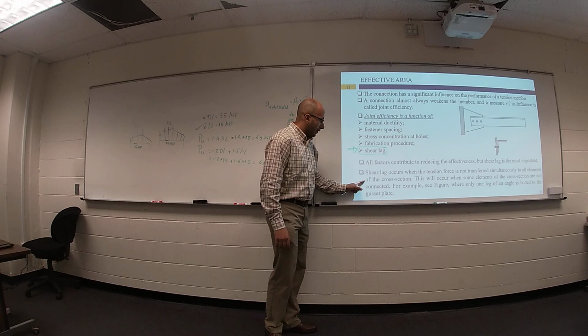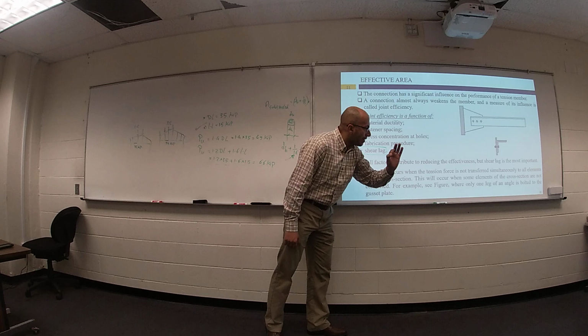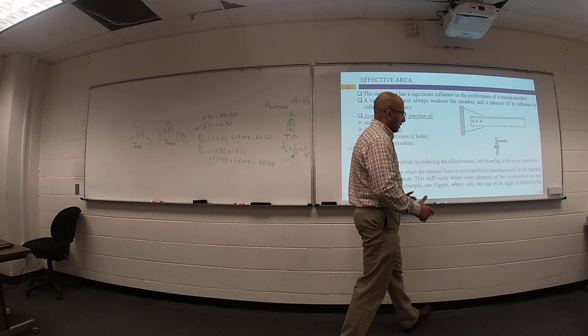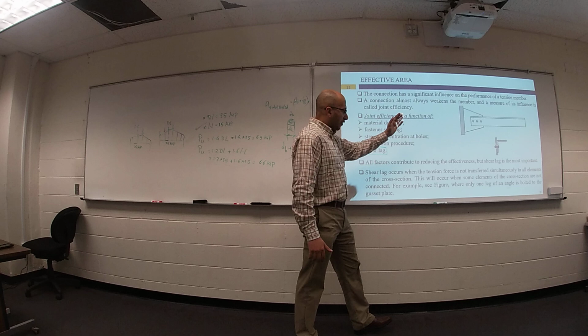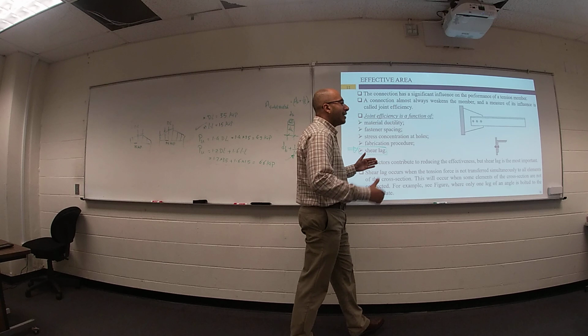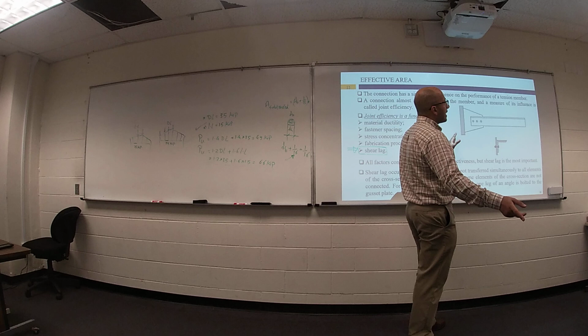This will occur when some elements of the cross section are not connected. We have two legs. One leg is free and the second leg is connected. So we don't have efficiency. For example, see the figure where only one leg of an angle is bolted to the gusset plate and the other one is free. So we can expect something called shear lag. That means the effective area is less than the net area, which is less than the gross area.